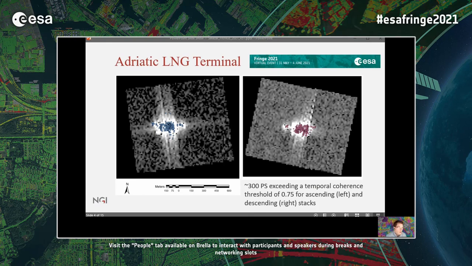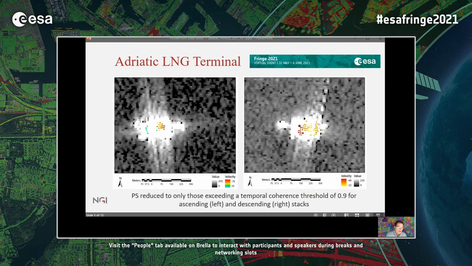A first analysis, which preserved only those scatterers with a temporal coherence threshold exceeding 0.75, resulted in approximately 300 scatterers for both the ascending and descending orbit stacks. For further analysis, the PS were reduced to only those with a temporal coherence threshold exceeding 0.9, leaving about 50 individual PS for the ascending stack and a little over 100 PS for the descending stack. The calculated mean vertical velocities were in the range of several centimeters per year, with both the ascending and descending stacks indicating relative differential, albeit varying, settlements.